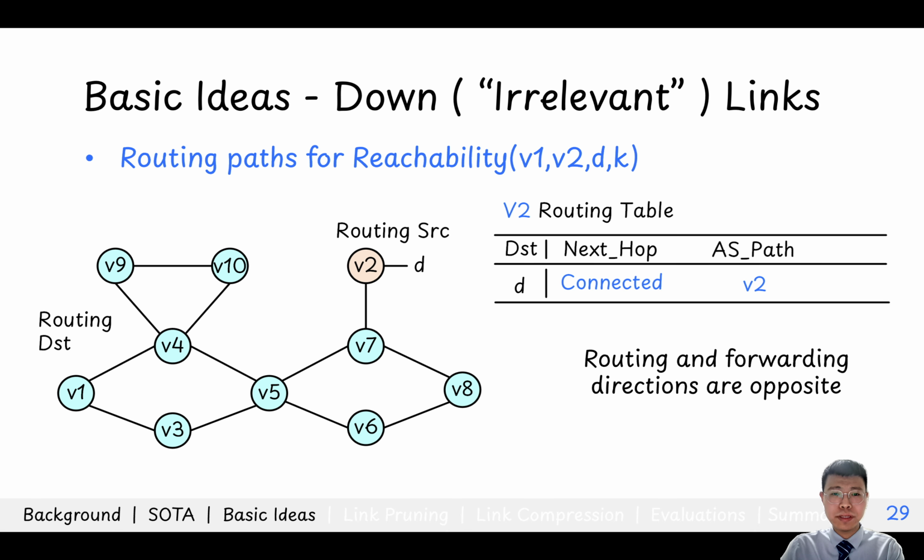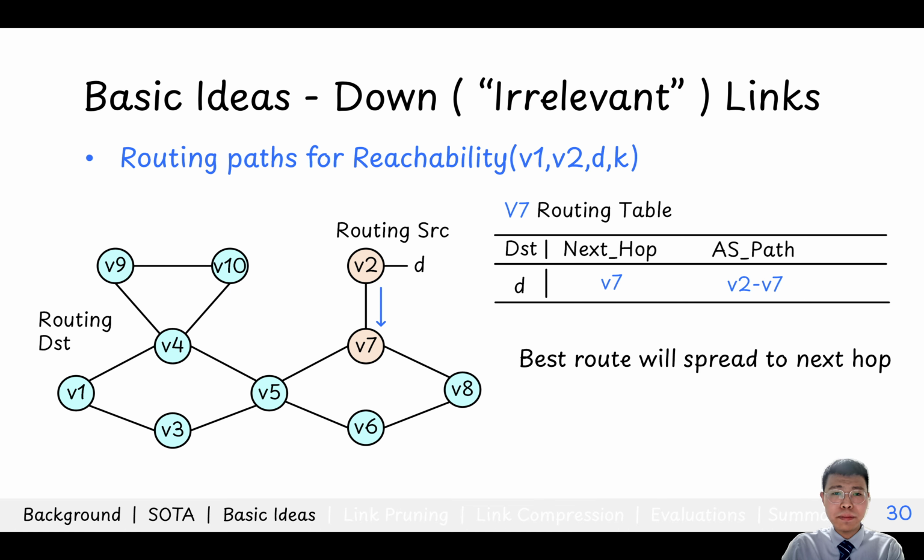Next, we introduce how to find the down links. We take reachability from V1 to D on V2 as an example. We consider the routing path first. Note that routing and forwarding directions are opposite. First, D is connected to V2, so in the routing table of V2, D is connected and the AS path only has V2. Then the route of V2 is spread from V2 to V7.